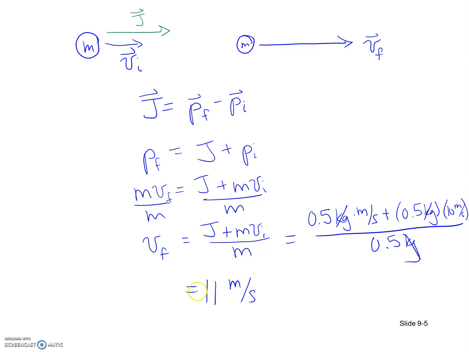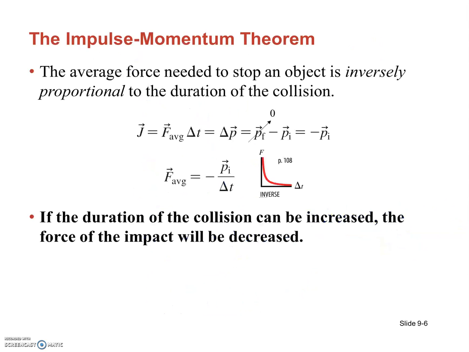So the final velocity is 11 meters per second. And we think about that for a minute. Well, my initial velocity was 10 meters per second. So yes, in fact, this is a number that is larger than the original velocity. So that seems reasonable. Check. Good.